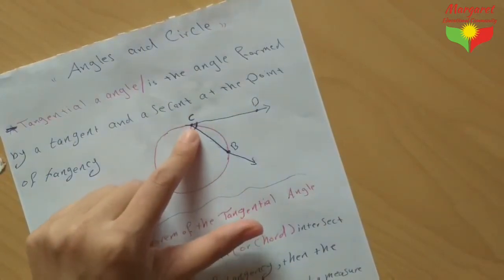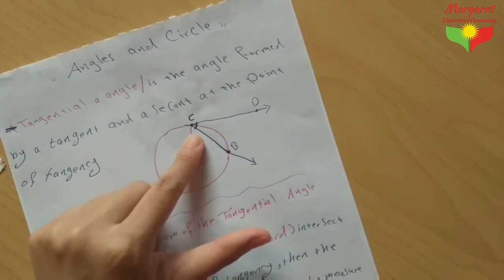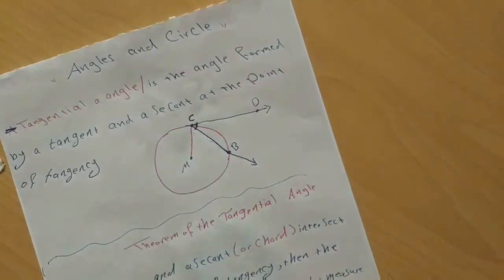This angle is called the tangential angle. The tangential angle is always made at the point of tangency.